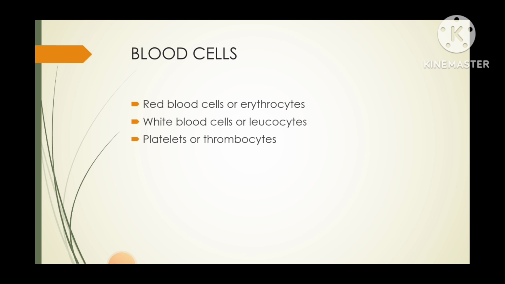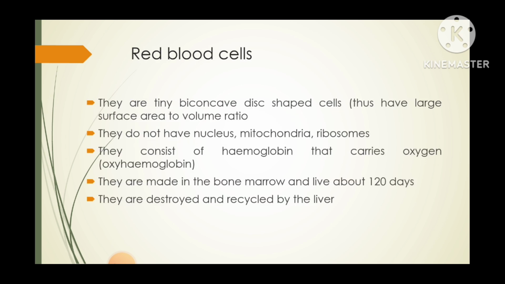We have three types of blood cells. We have the red blood cells or the erythrocytes. We have the white blood cells or the leukocytes. Then we have the platelets or the thrombocytes. Let me quickly talk about the red blood cells.